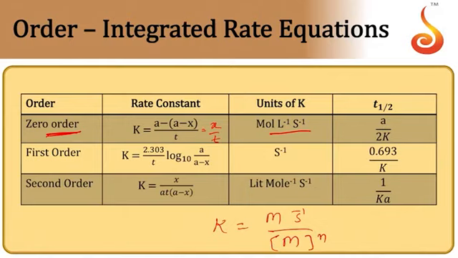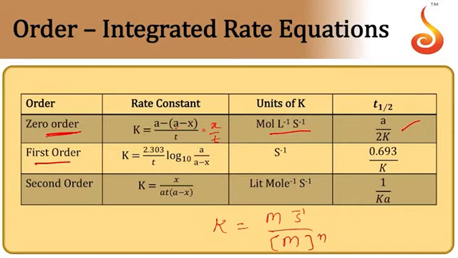And coming towards half-life period, by substituting A minus X as A by 2, you are going to get the expression A by 2K. So for zero order kinetics, rate constant K is equal to X by T and half-life is equal to A by 2K. This implies half-life is proportional to initial concentration.